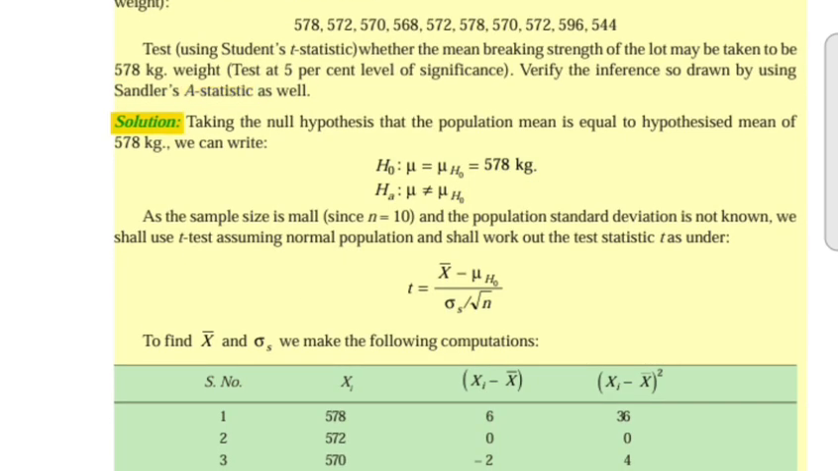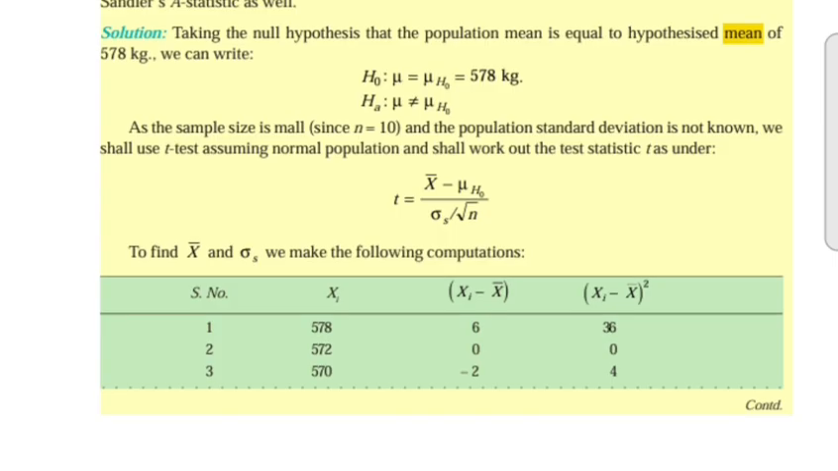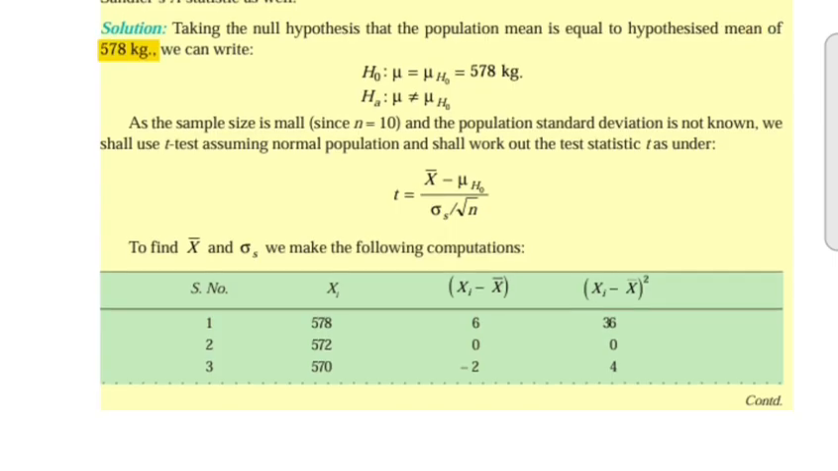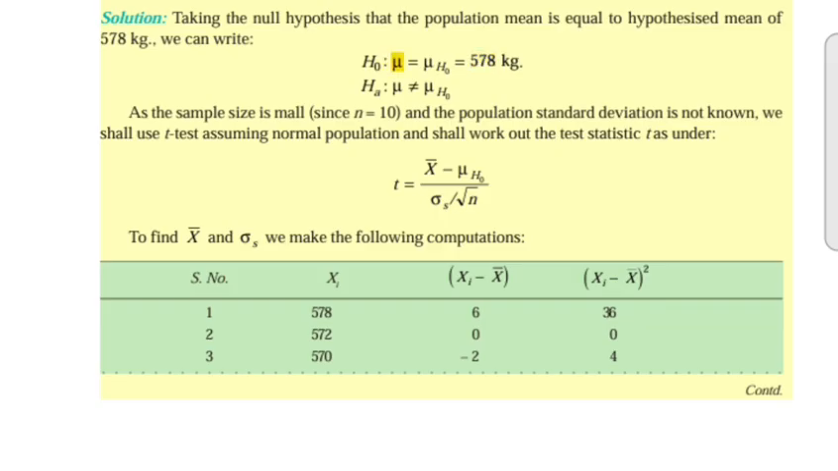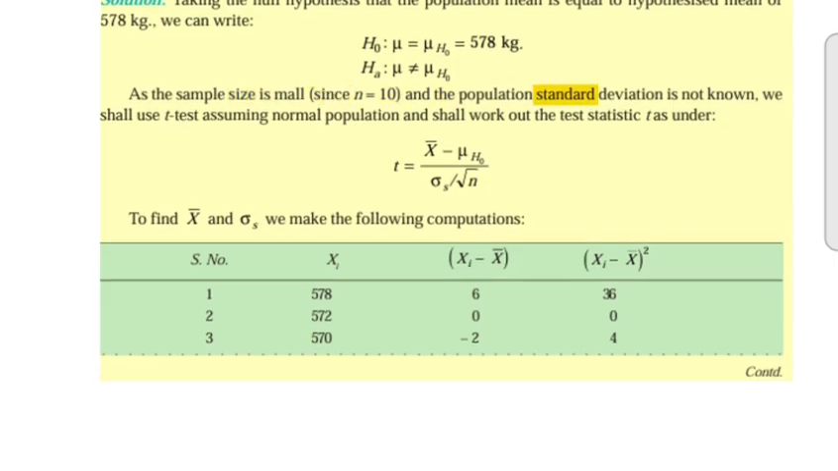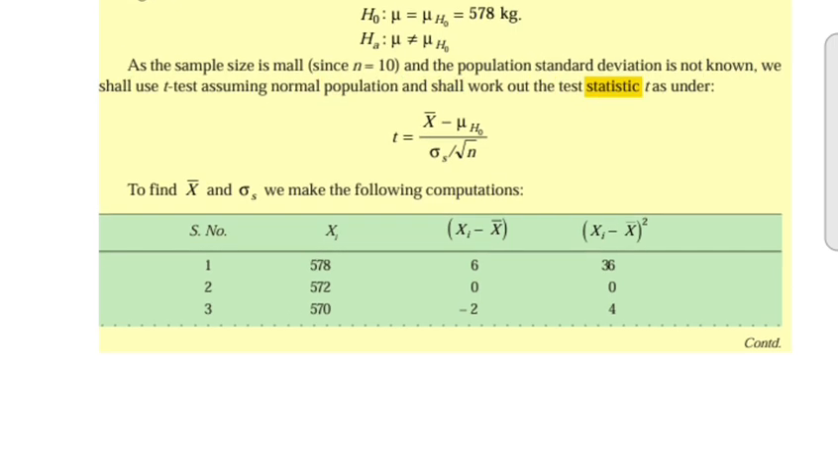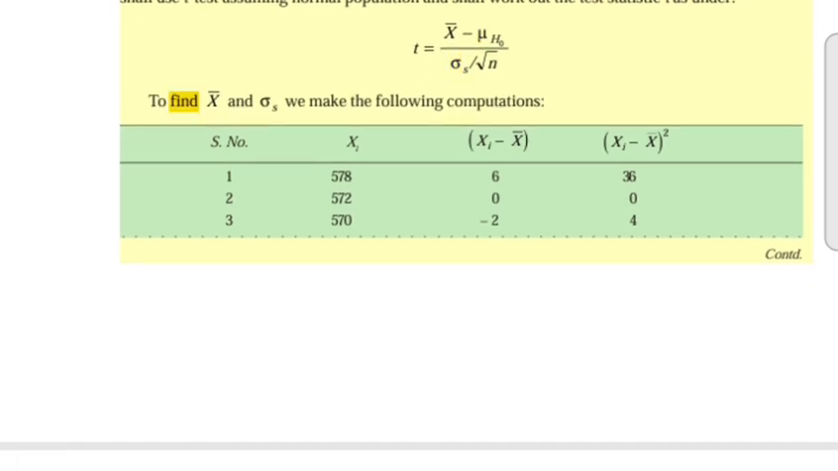Solution. Taking the null hypothesis that the population mean is equal to the hypothesized mean of 578 kg, we can write H0: μ = 578 kg, Ha: μ ≠ 578 kg. As the sample size is small, since n = 10, and the population standard deviation is not known, we shall use the t-test assuming normal population, and shall work out the test statistic t as t = (x̄ − μ)/(σs/√n). To find x̄ and σs we make the following computations.